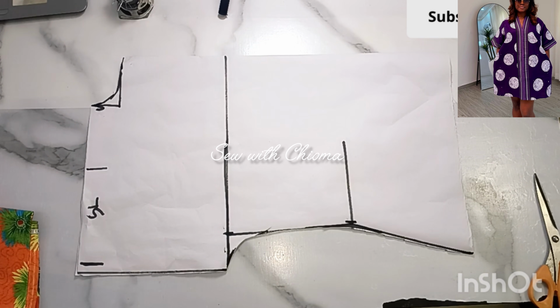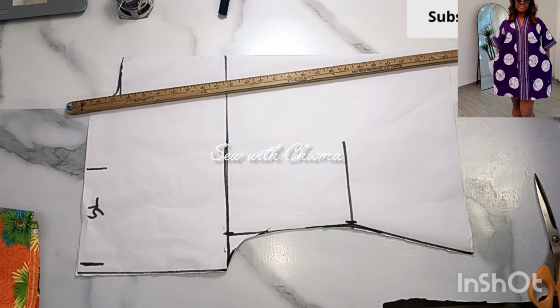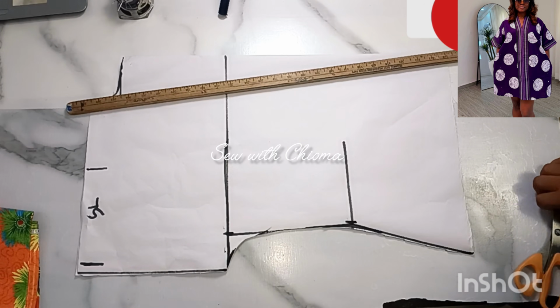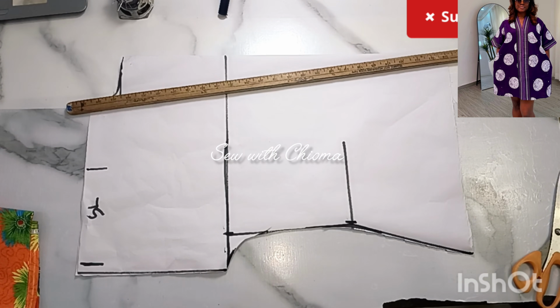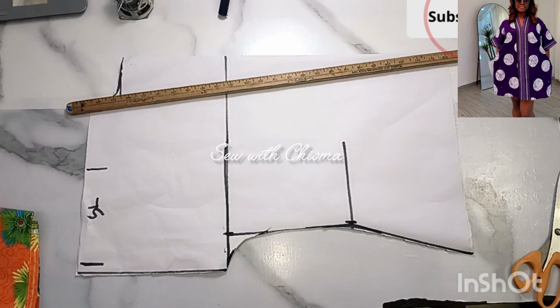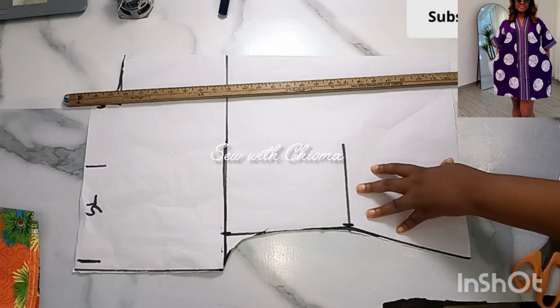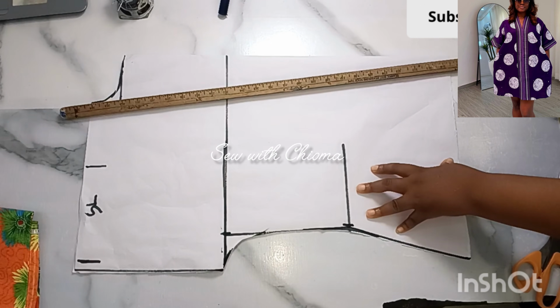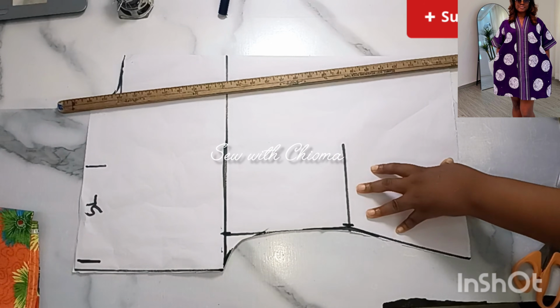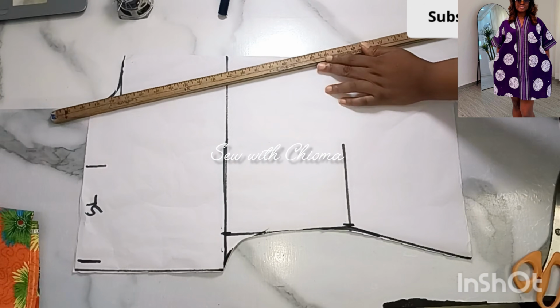All right, now looking at the front pattern, have that in mind that there is a V on that dress. Therefore, you must achieve that V to avoid choking on the neck. All right, so once you get your rule, you place it. Now at the armhole depth, you measure.